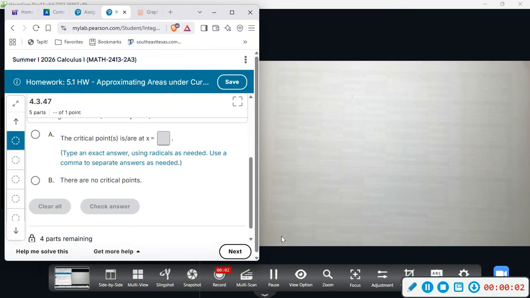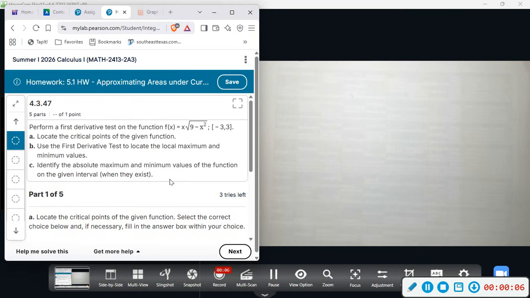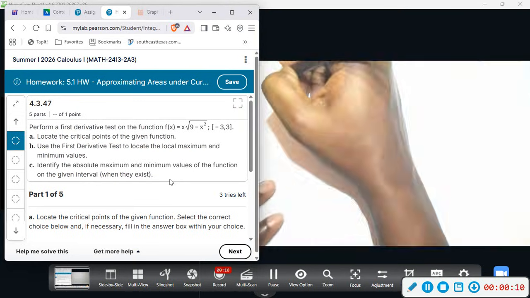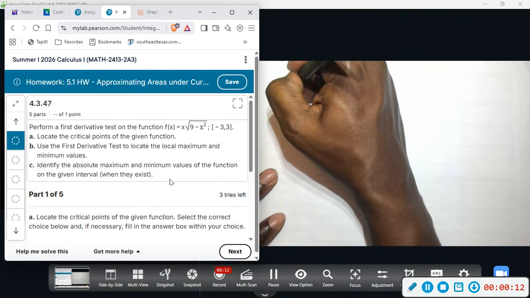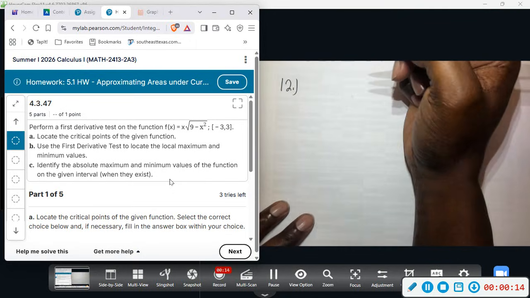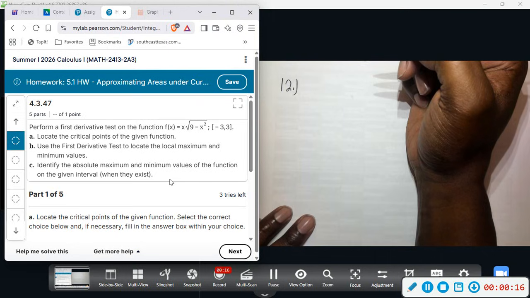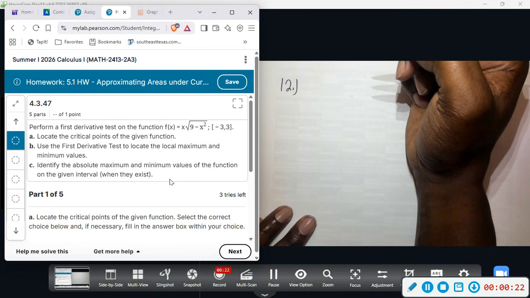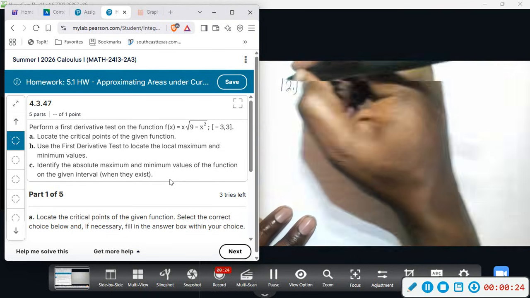All right, number 12. We want to perform the first derivative test. So we got a little bit of a review. We're going to locate critical points, use that to locate the maximum and minimum values, and then find the absolute maximum and minimum.